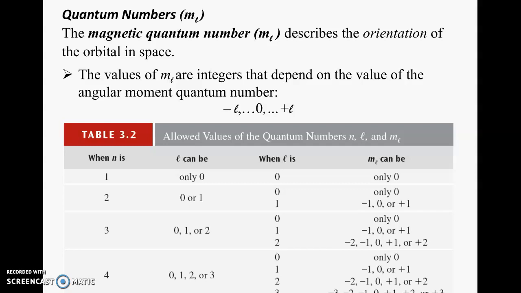If n equals 1, L can only equal 0 because L is equal to n minus 1. If L is 0, then m sub L is 0. But if n is 2, so we're talking about the second row of the periodic table, L can be 0 or 1. And if it is 0, then m sub L is only a 0. But if L equals 1, then m sub L can be minus 1, 0, and plus 1.